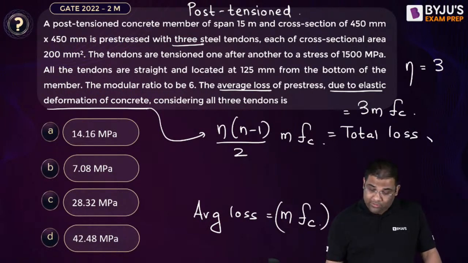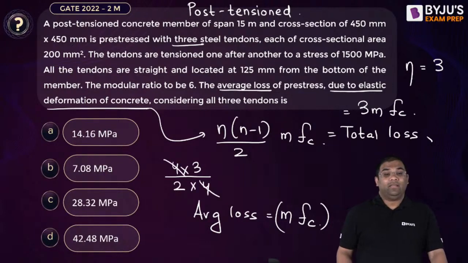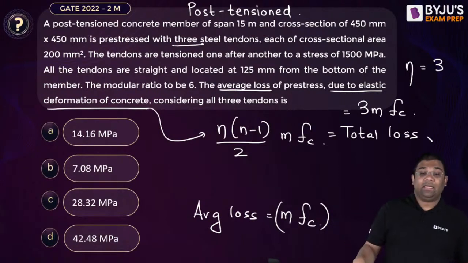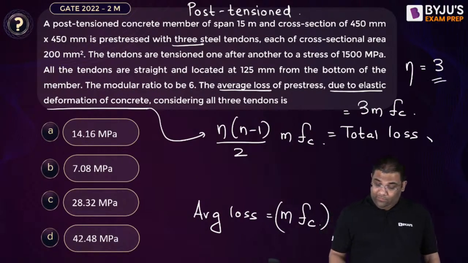If n was 4, then you would have got 4 into 3 by 2, total, divided by 4, should have got 1.5, right? 1.5 into mfc. So it will not always be mfc. In this case, you are getting it because it is 3 tendons. A very easy question, right?